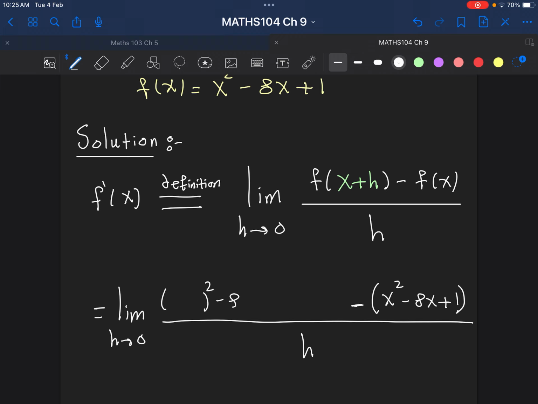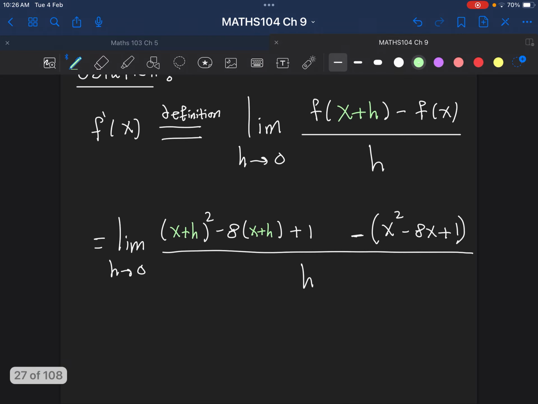So it will be, instead of writing x, I need to write x plus h, and that's it. That's all what we are going to get. What do we do next? Well, we will go for them term by term, deal with them.